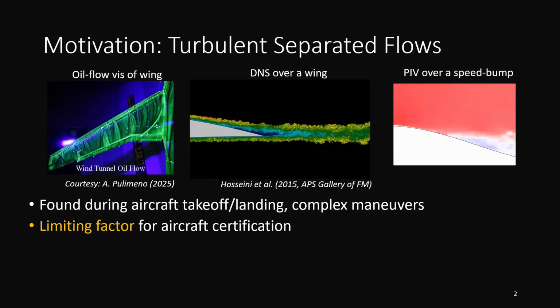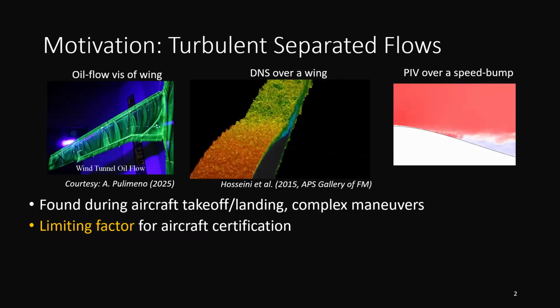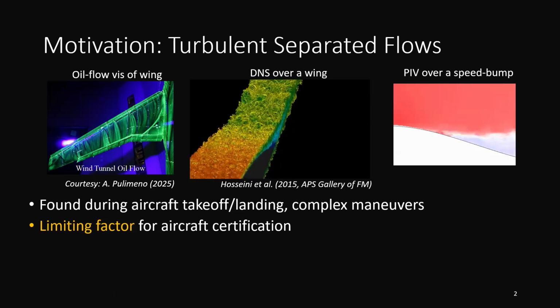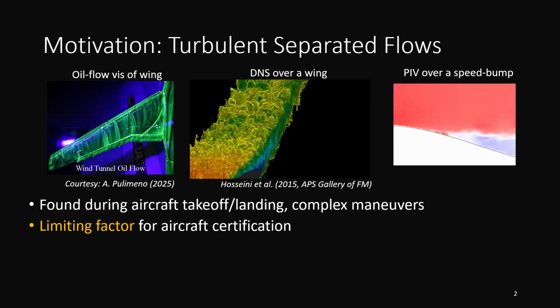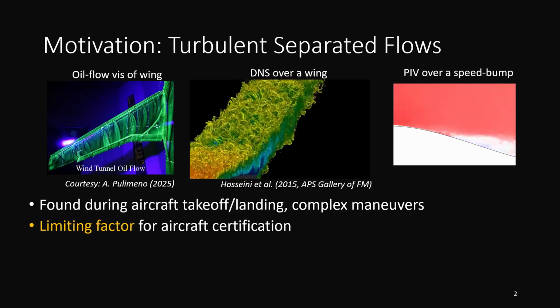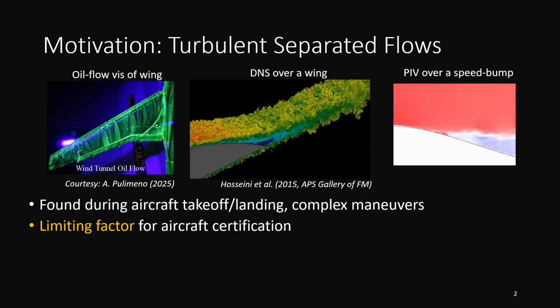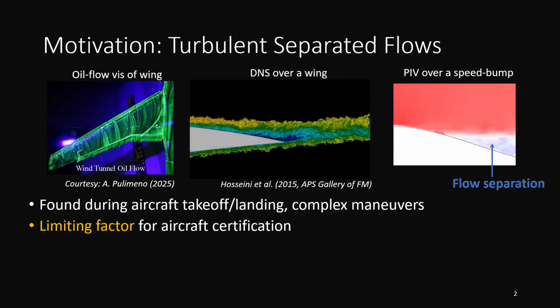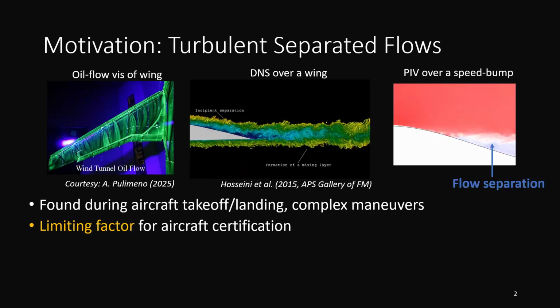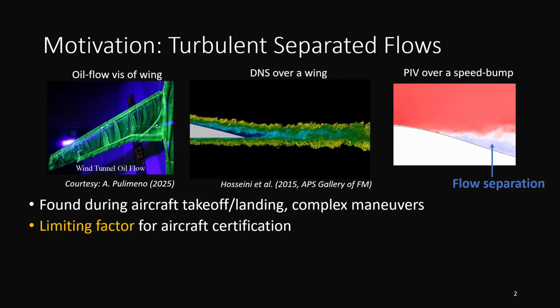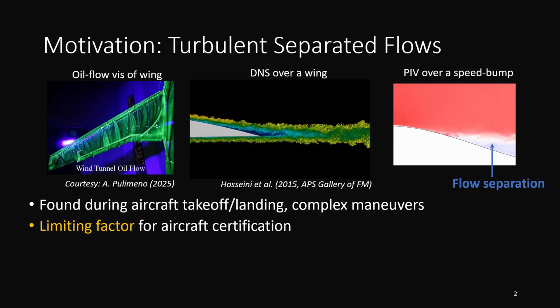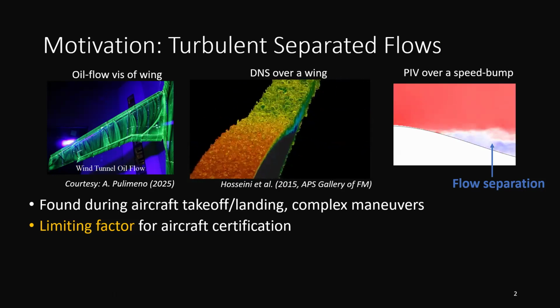And at these stages of flight design, these are usually the limiting factors, because these flows are extremely complex and difficult to predict or simulate. So this often ends up being the most expensive and challenging factor in aircraft certification. Here's the flow separation right there, which basically means that the flow is lifting off the surface. This is really bad for aerodynamic efficiency. It creates things like drag and increases power and fuel consumption.